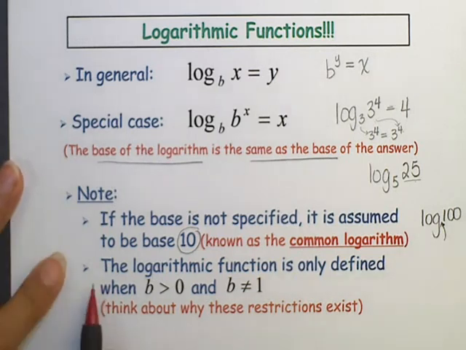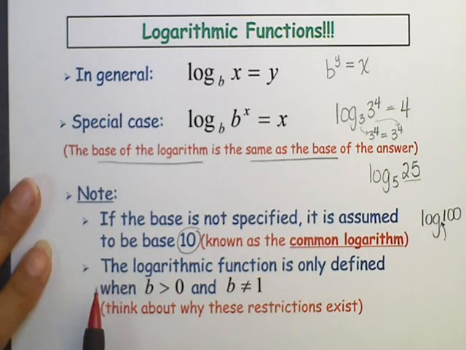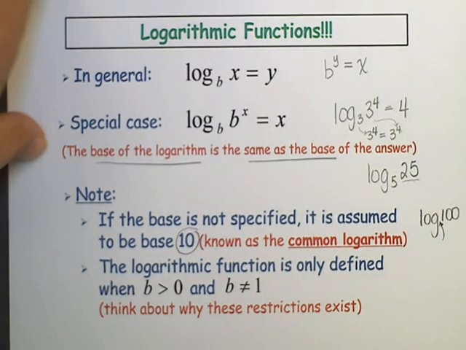The other thing that I had mentioned a couple of times to you is that the logarithm function is only defined when b is greater than 0 and when b cannot equal 1. Okay, think about why these restrictions exist, and it's related to why these same restrictions existed for an exponential function. So I'm going to let you think about that part. So let's look at our next example.